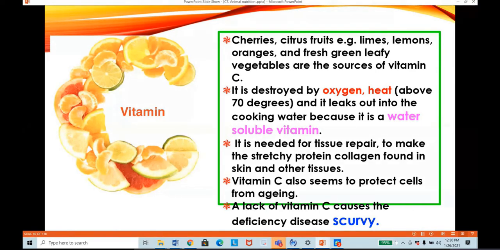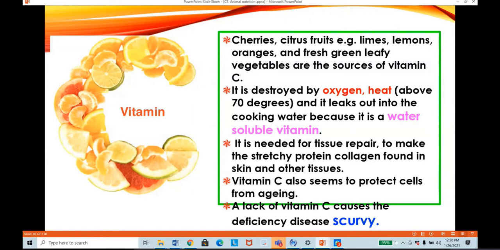Why? Because vitamin C helps in the production of collagen protein, which helps in making our skin very soft and supple without any wrinkles. Okay, and also it helps in repair of the tissues. That is why vitamin C is very, very good for the maintenance of your skin.